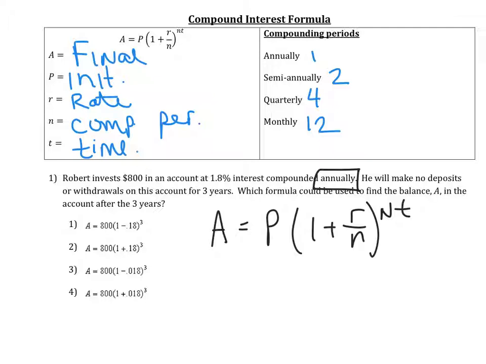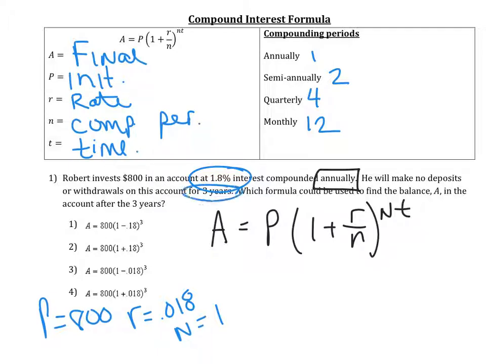All right, so we invest $800. So what are they telling me is the $800? Well, that's my initial investment. So again, I'm going to identify my players. My P is 800, 1.8%. My rate is 0.018. Compounded annually, so the number of compounds, annual meaning 1. He makes no deposits or withdrawals for 3 years, so I know my time is 3.